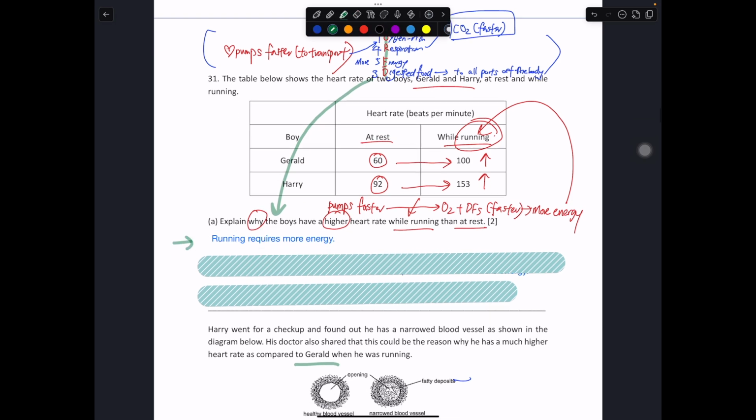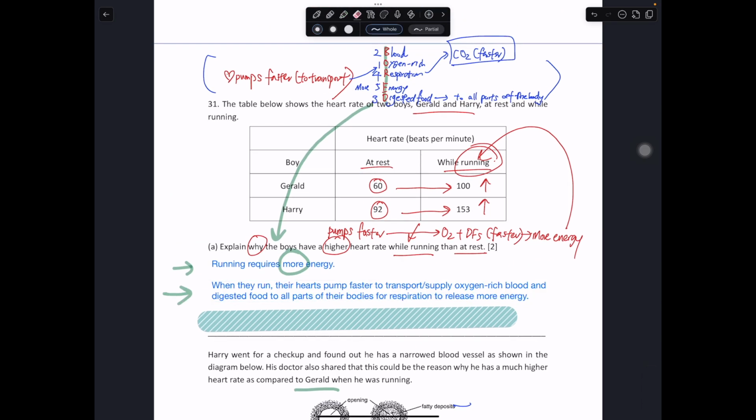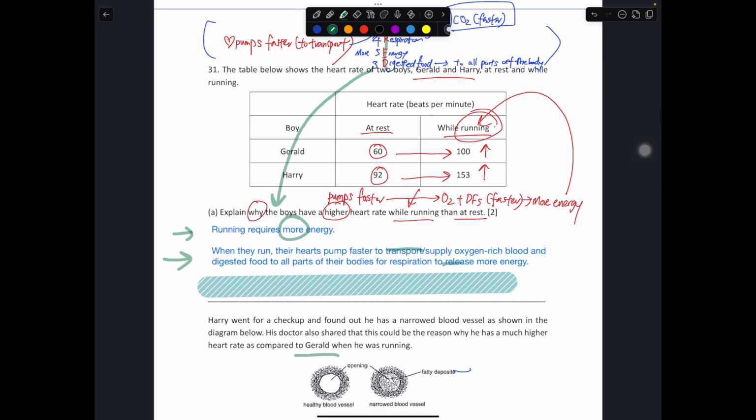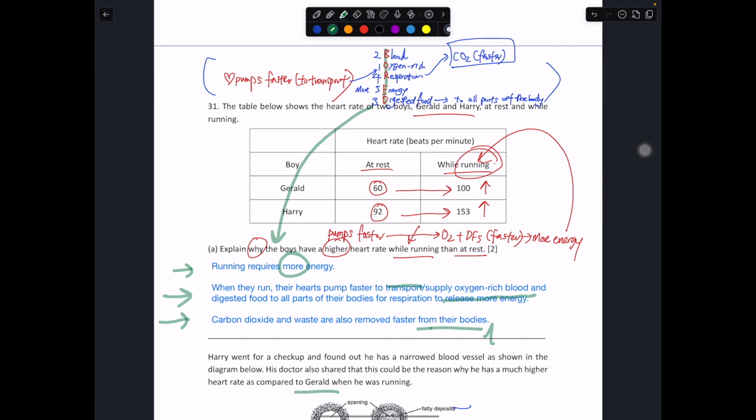So how can you talk about this? Running requires more energy. The word more here is very important. Then you talk about the BOT. When they run, their heart pumps faster to transport oxygen-rich blood and digested food to all parts of the body for respiration to release more energy. The last part is carbon dioxide and waste are removed faster away from their body. Removing towards the lungs is also fine. You can add more details or elaborate, but the key is removed faster.